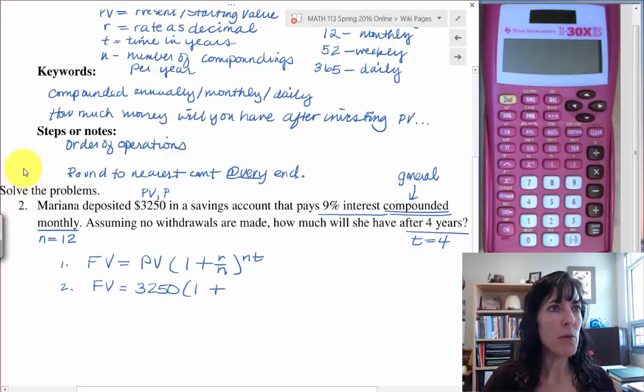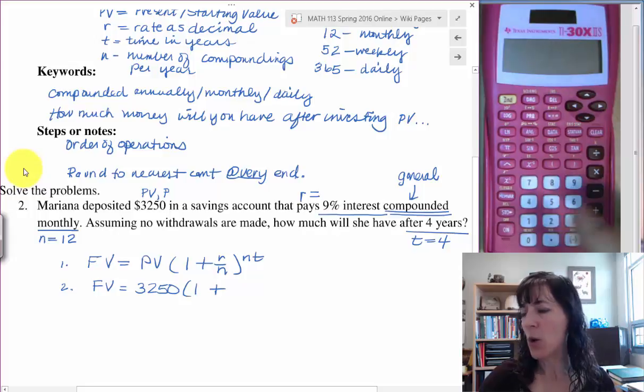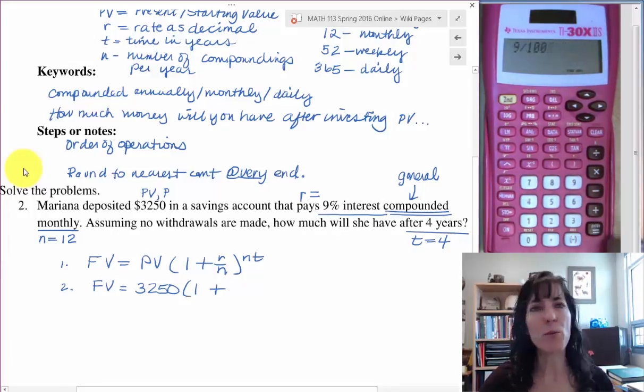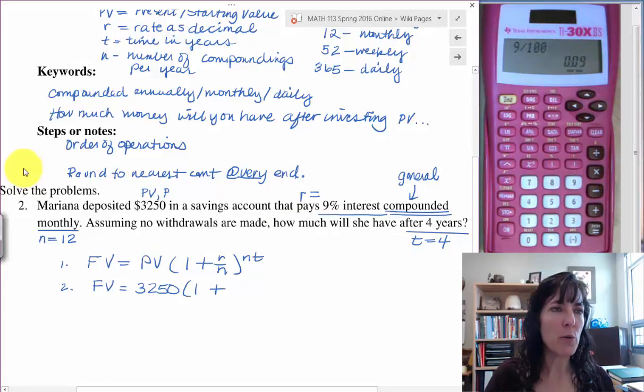I'm looking back at my problem. Ooh, I never wrote that. I have 9%, so my r is going to be either use it as a percent, or you can look at 9 divided by 100, or just move your decimal 2 places left, but you should end up with r equals 0.09 when you plug things into the problem. So 0.09 over n goes there, and my n is 12. So I'll put that in, and then 12 is my n times t, which is 4.